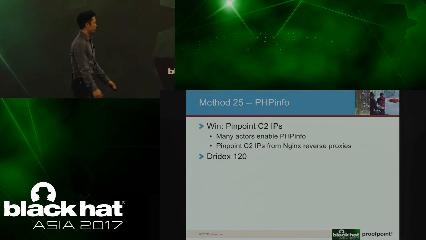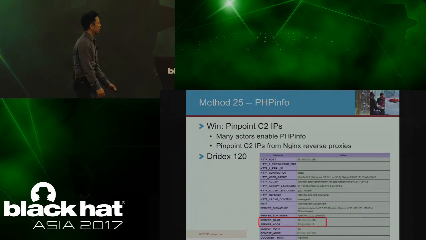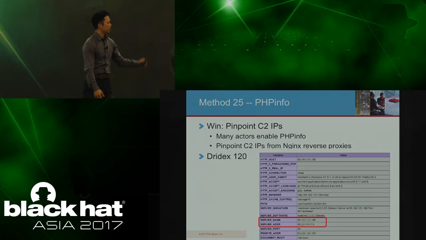How about their IP address? What worked for us for the Dridex 120 group was PHP info. A lot of them have some type of PHP info somewhere. If we get it, their IP is there.